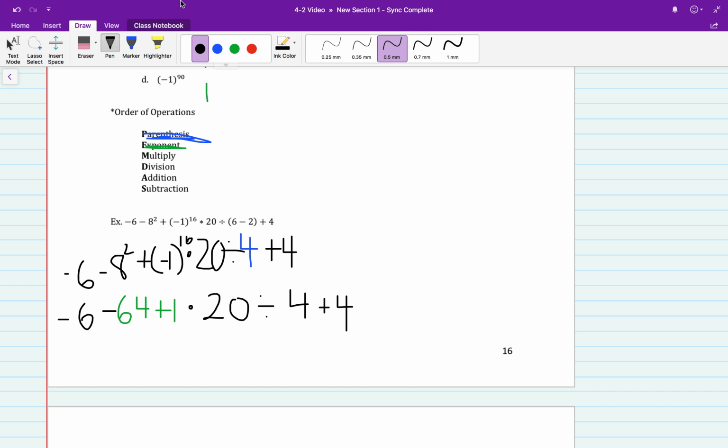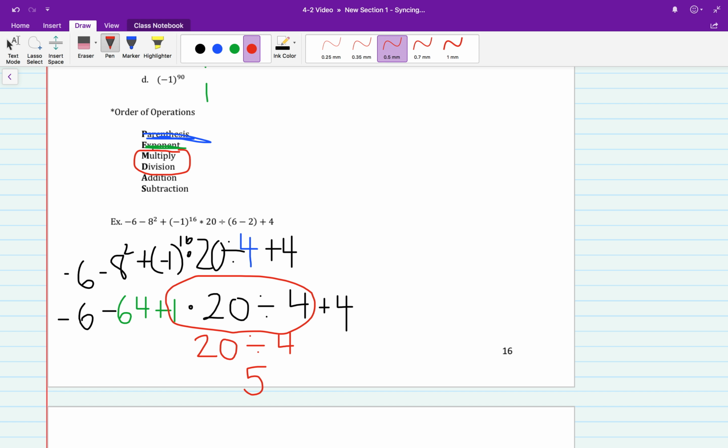Here's another place where people mess up. Multiplication and division we do at the same time. So I'm going to read from left to right, and I'm going to do the first thing I see, whether it's multiplication or division, it doesn't matter. So the first thing that I see is 1 times 20. Well, 1 times 20 is 20. And then right after that, I see divided by 4. So 20 divided by 4 is 5. So this whole little group right here, 1 times 20 divided by 4, gives me 5.